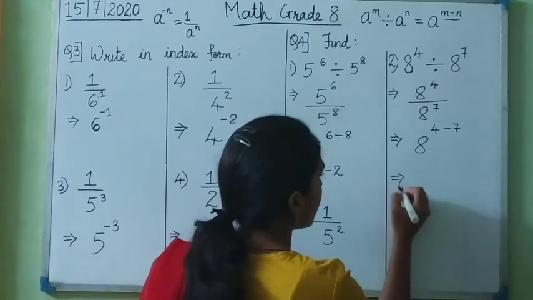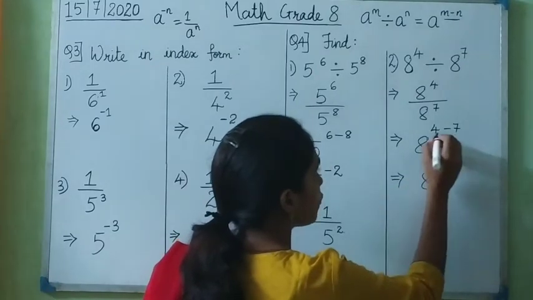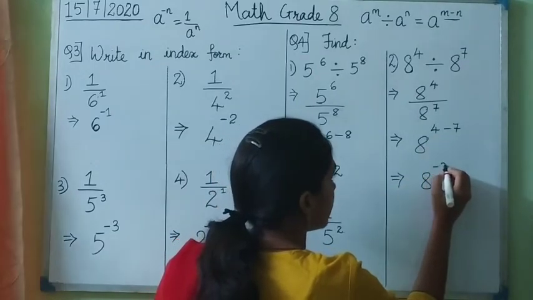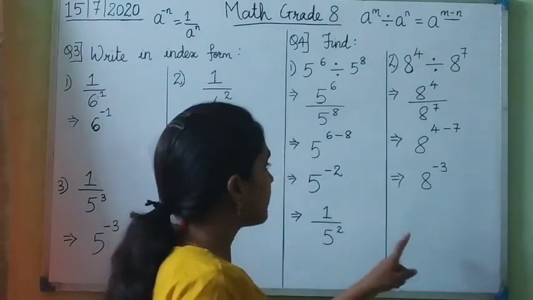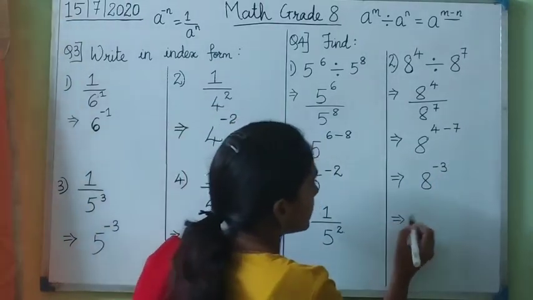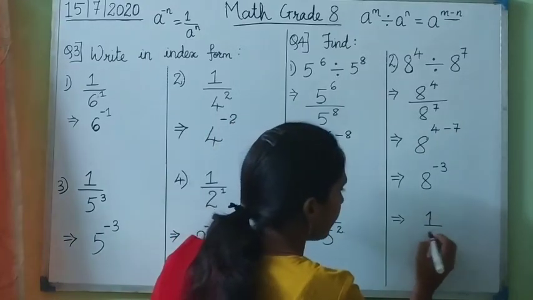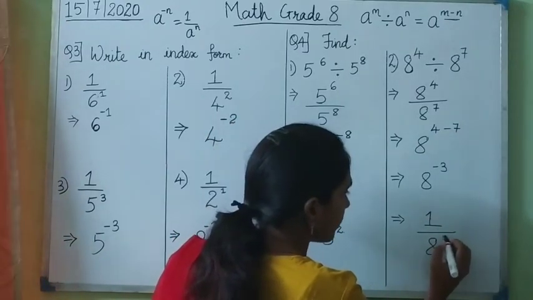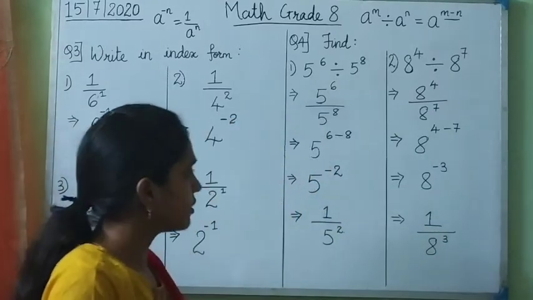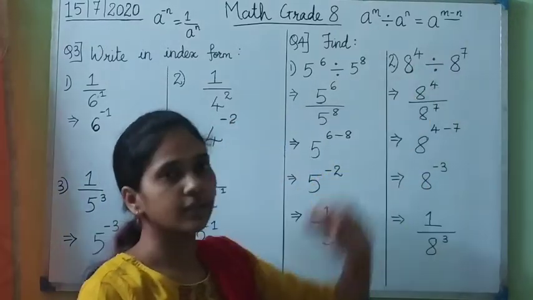So 4 minus 7 is how much now? 8 remains as it is. 4 minus 7 is minus 3, right? So this becomes 8 raised to minus 3. 8 is having a negative power here, so we write it as 1 upon 8 raised to the power 3. Okay? So this is the answer of this given division.